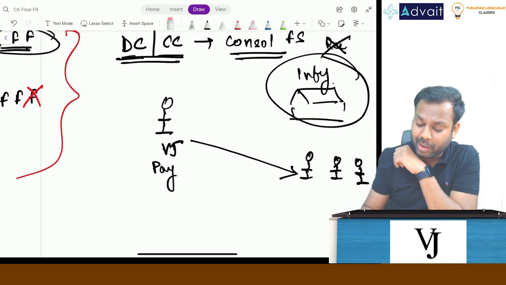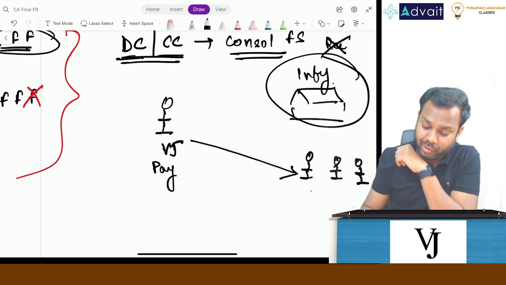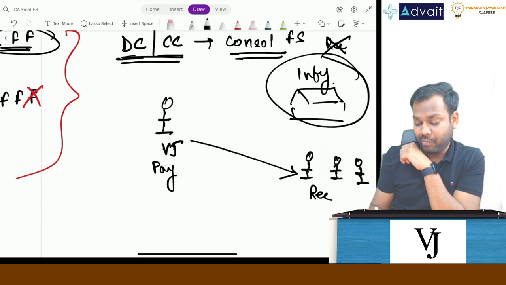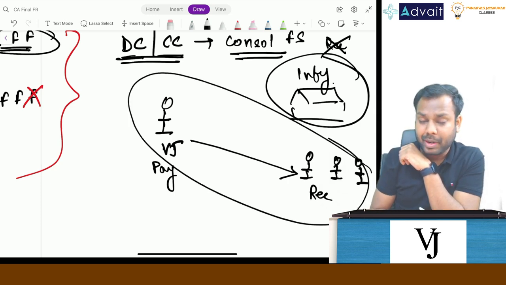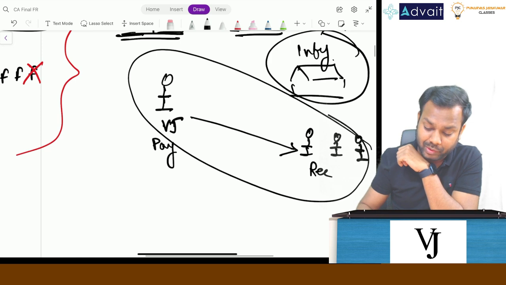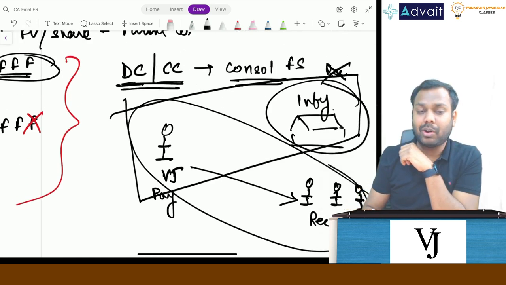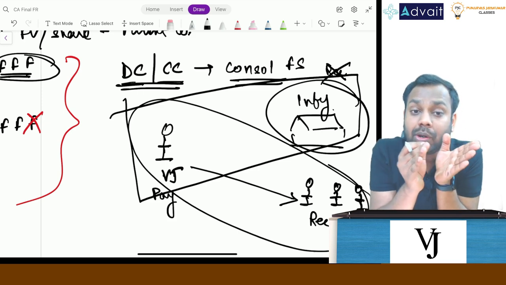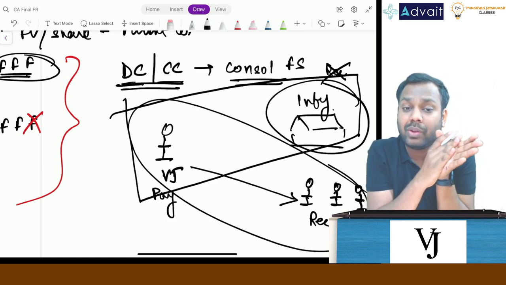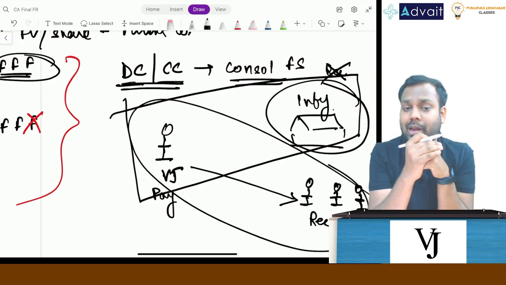Rather, the receivable would have been recorded here, right? But we are not consolidating this one. We are not preparing consolidated FS of this one. Rather, we are preparing consolidated FS of this and this, right? It is because of this reason why we don't knock it off. This is the reason why we don't knock off. I hope this clears your query.